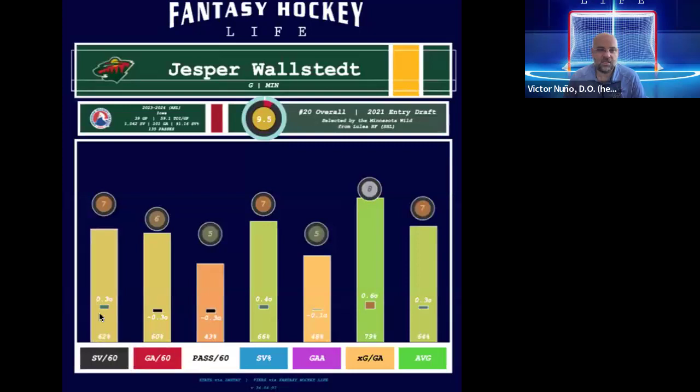Saves per 60, does he get a lot of saves? GAA per 60, or goals against per 60, sorry. So this is more a reflection of what's happening with the team. This is really interesting. The passes per 60 is how much does he play the puck? You can see that Wallstedt is not a big puck mover, and that's reflected in this bar. We'll see another example where he is.